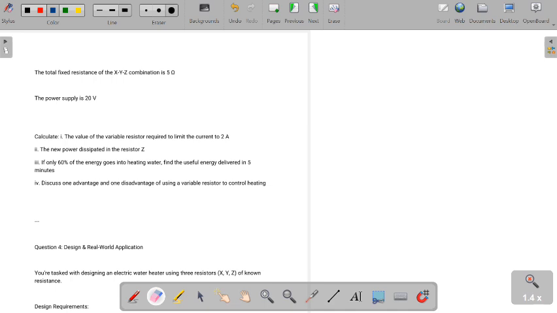The power supply is 20 volts. It says calculate, number one, the value of the variable resistor required to limit the current to 2 amperes. So they're asking us to say on top of the 5 ohm that the fixed resistors are contributing, what value of a variable resistor should we put for the current to be 2 amperes? So a few things we know. We know that the voltage from the supply is 20 volts. We know that the current that we want it limited to is 2 amperes. That's the total current of the circuit.